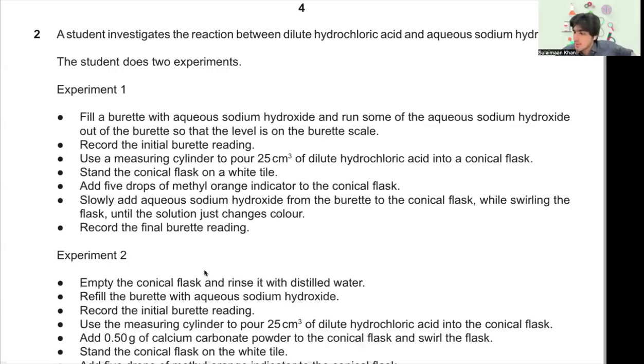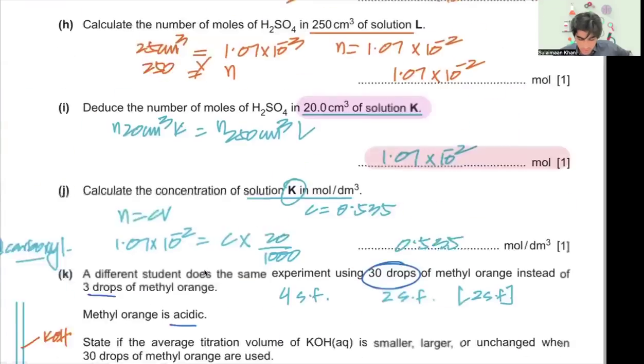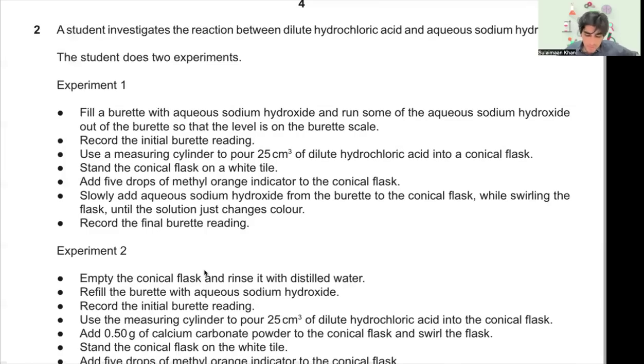Okay. Now, let's talk about question number 2. A student investigates the reaction between hydrochloric acid and aqueous sodium hydroxide. Now I'm going to go a little quick on this question. The student does 2 experiments.